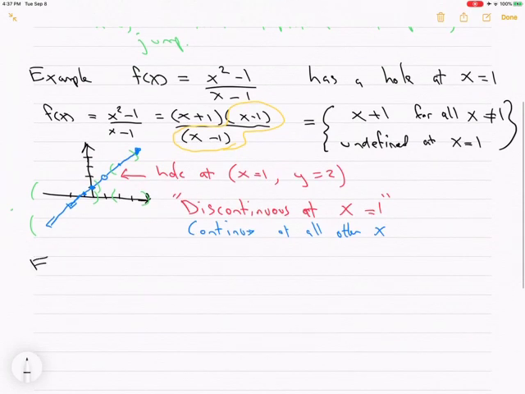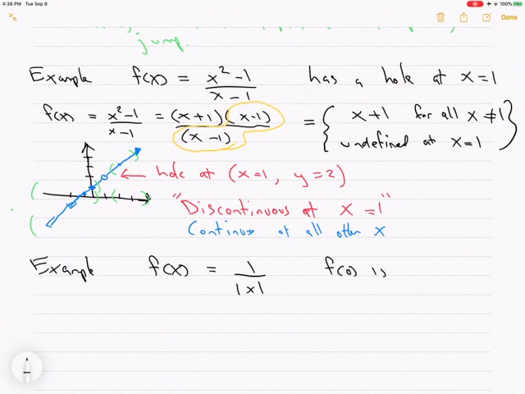Okay, here's another example of what can go wrong. Say f of x is 1 over the absolute value of x. Okay, so note that f of 0 is undefined.